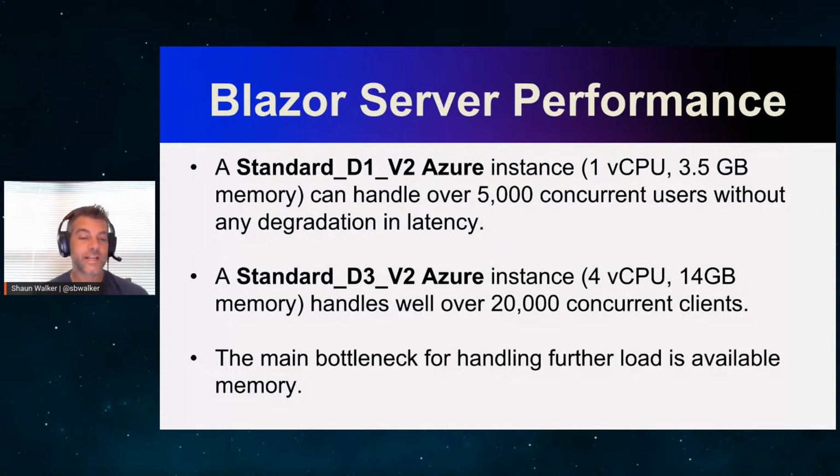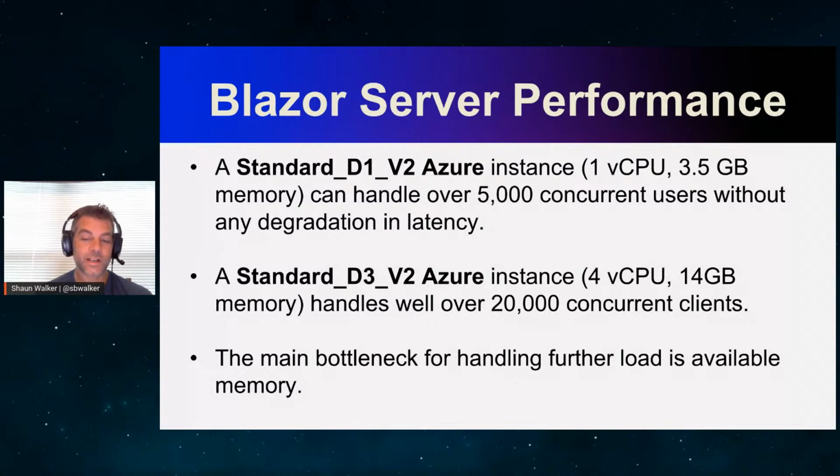And then, of course, there are scalability options. So you can increase the capability of the environment, like using a more robust Azure instance with 4 CPUs, 14 gigs of RAM, and that can scale to 20,000 concurrent clients. So depending on how much you need to scale, there is the ability to scale with Blazor Server.